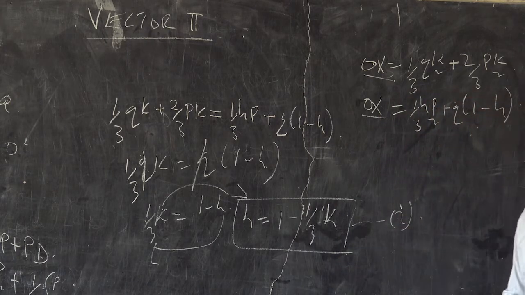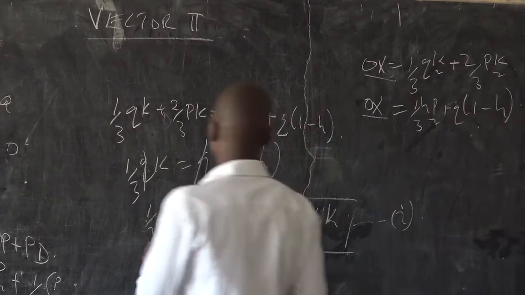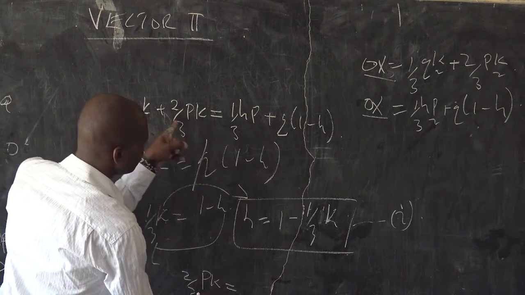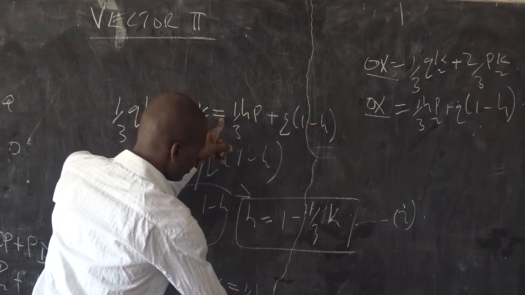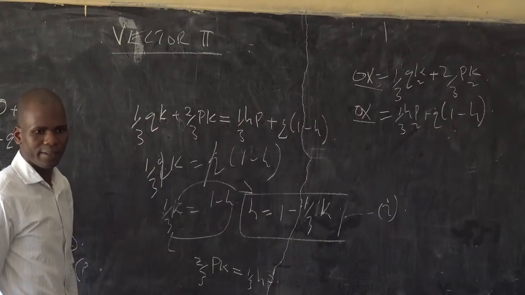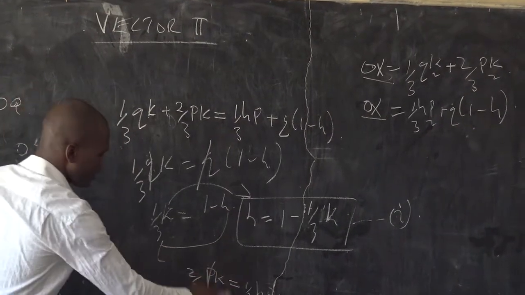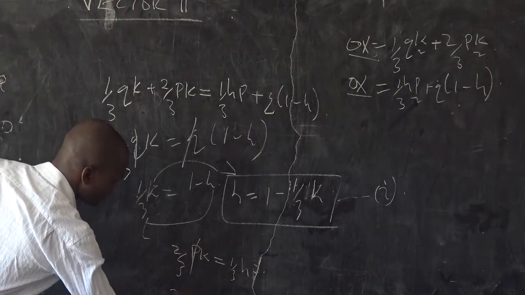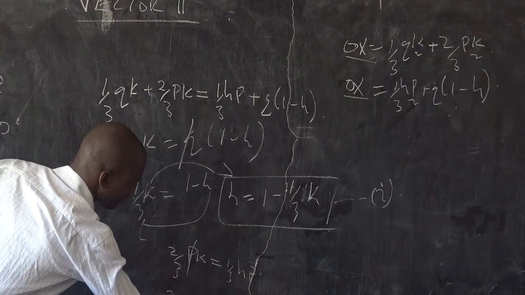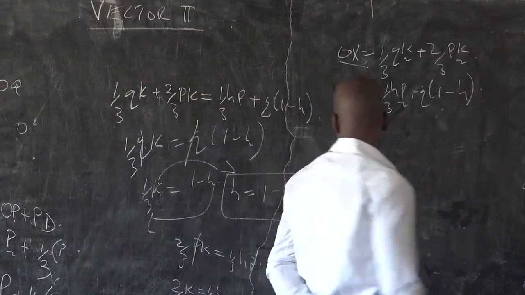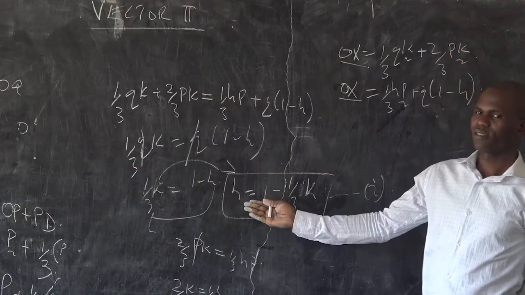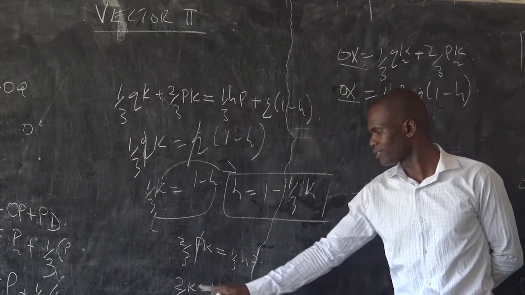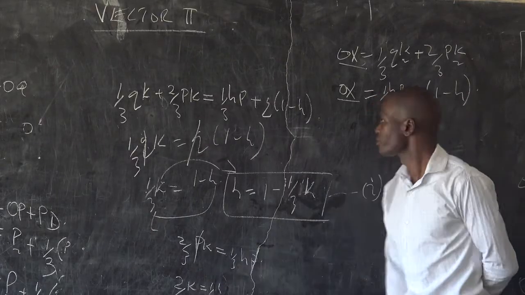So this is our first equation. Then we come again, take p, and we have 2 over 3 pk equals a third hp. So p cancels out. We are remaining with 2 over 3 k equals a third h. But it is good, now we have the value of h. Now use the substitution method to solve for k. We substitute h to solve for k.